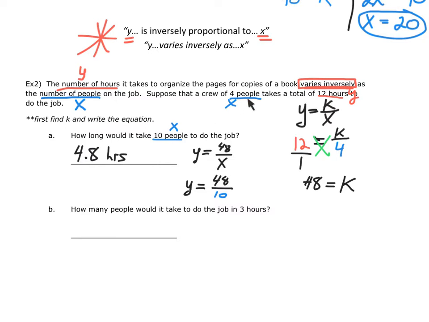It's reasonable if you think about it. 4 people took 12 hours, so more people, 10 people, took less time. That's what inverse variation is. It's kind of like this opposite relationship.